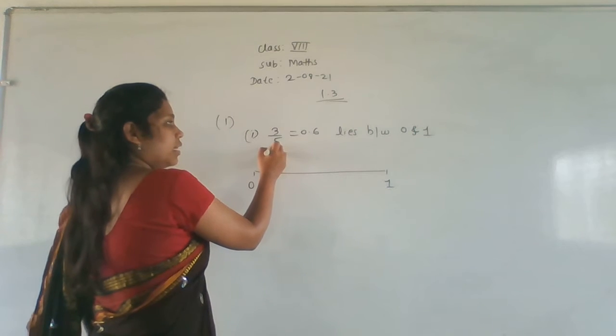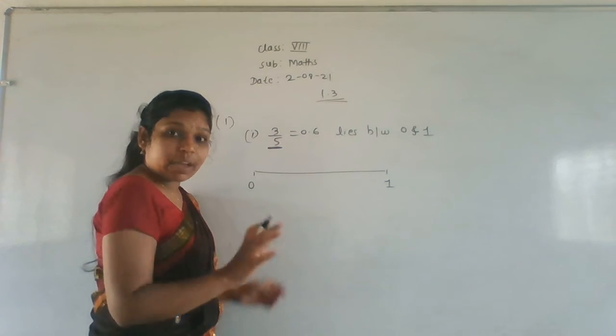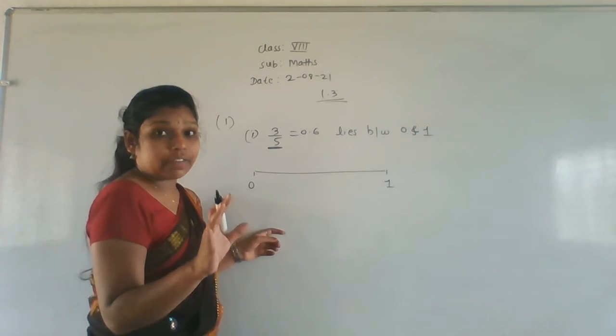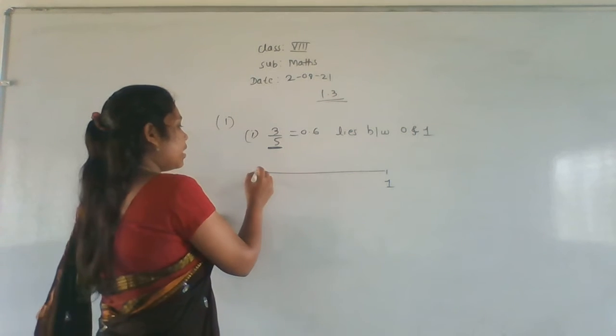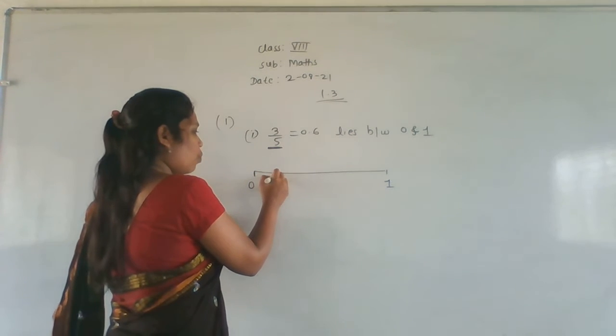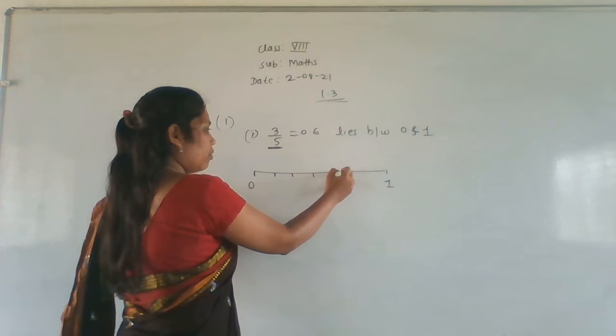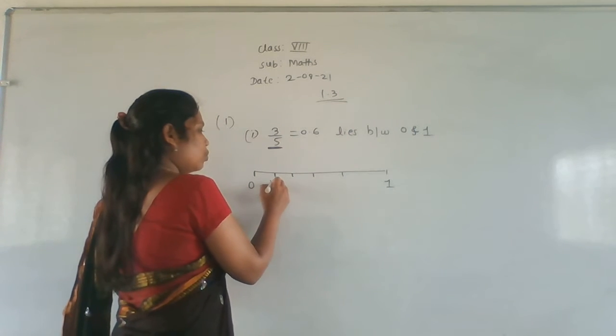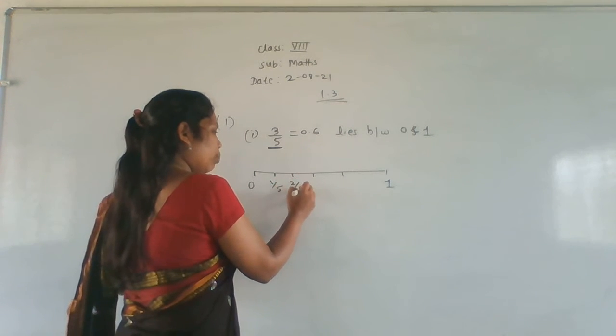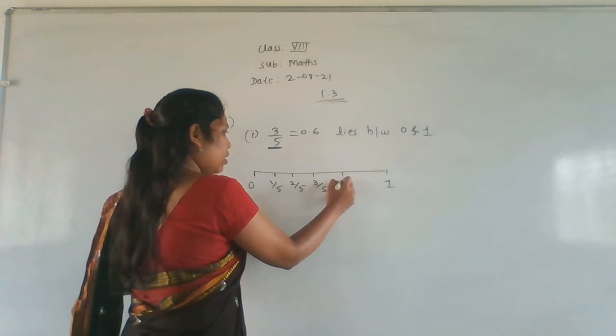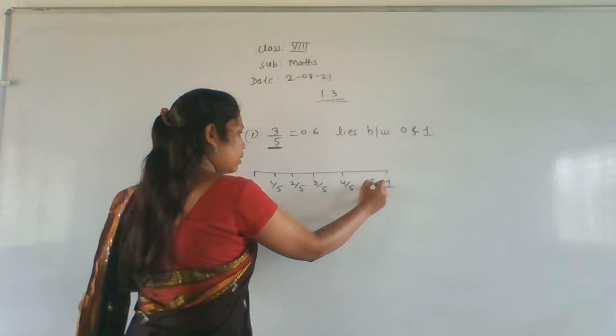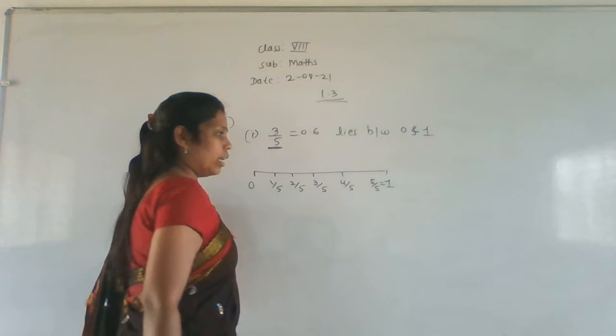So what is the number in the denominator here? 5. Then we have to make 5 equal parts. Right? So make here 5 equal parts. This is 1, 2, 3, 4. This will be 5. So it is 1 by 5, 2 by 5, 3 by 5 and 4 by 5. This will be 5 by 5, that is equal to 1.